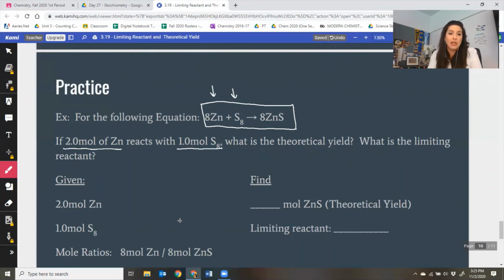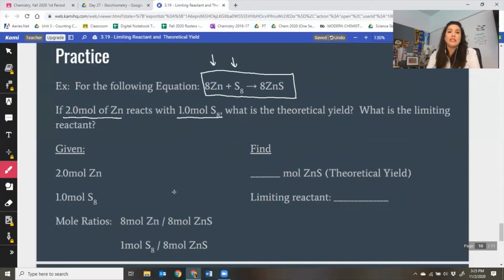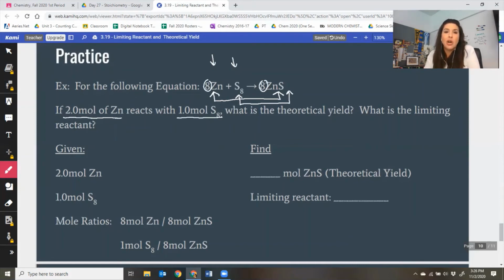So I've written my given down here, 2 moles of zinc, 1 mole of S8, and I've also identified the mole ratios that I'm going to need. So how much zinc will it take to make this zinc sulfur complex? How much of this sulfur complex will it take to make this zinc sulfur molecule? So it's going to be an 8 to 8 ratio on the first. So I wrote that down here: 8 moles of zinc produce 8 moles of zinc sulfide. And then down below, I look at the implied 1 mole of the S8 that creates 8 moles of ZnS. So I have all of the information I need to go ahead and solve for the moles.